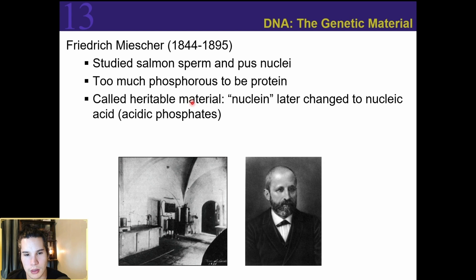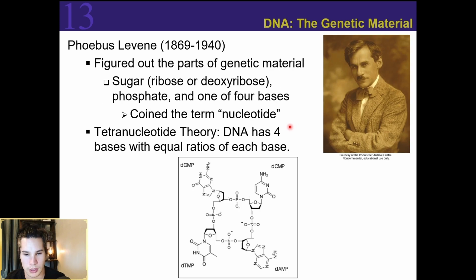He concluded that this genetic material, whatever it was, contained too much phosphorus to be protein. So he kind of ruled out protein as a macromolecule that could be composing this genetic material. And he called this heritable material nuclein, and that was later changed to nucleic acids, or nucleic acid, as the macromolecule.